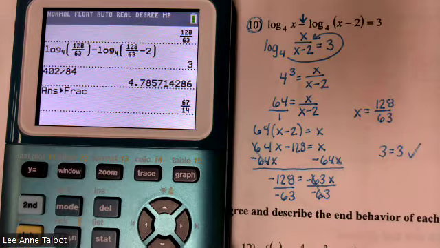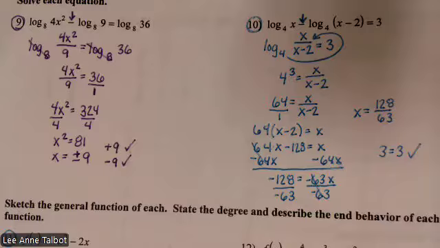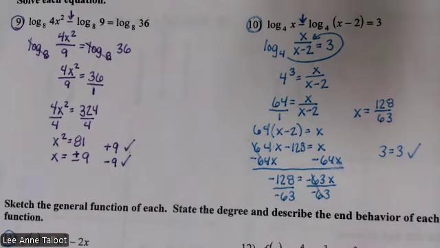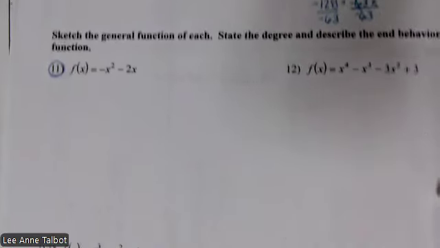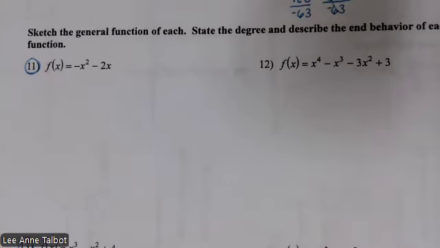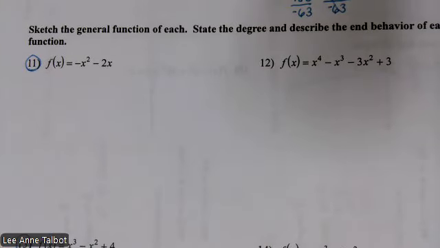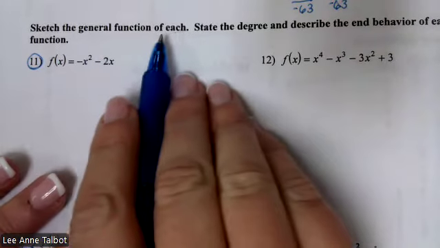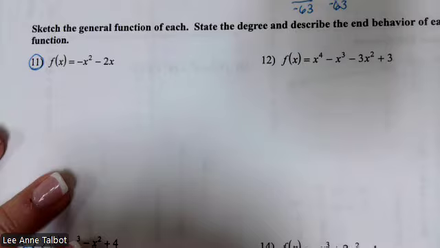Okay. All right, now let's do number 11 and 13. And you guys know you have a quiz tomorrow. These two problems will help you with some of that. So let's do these. And they're very quick. Sketch the general function, state the degree, and describe the end behavior.